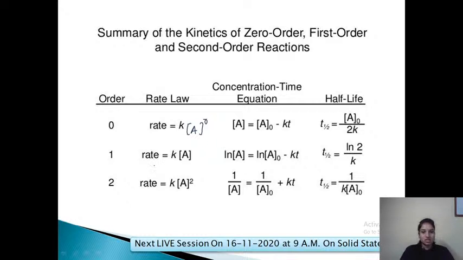Then for a first order reaction, rate is proportional to the first power of the concentration of reactant. For a second order reaction, rate is proportional to the second power of the concentration of the reactant. The integrated rate law for first order is ln A equals ln A naught minus kt. T half is ln 2 upon k, which can be written as 0.693 upon k also. And here for second order, T half equals 1 upon k A naught. So if you have any doubts, you can ask me.